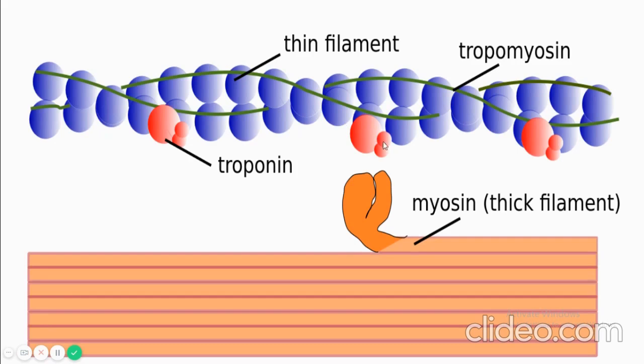The binding of the troponin and calcium complex to the tropomyosin shifts the tropomyosin away from the actin binding sites of the myosin head, where myosin binds to the actin.